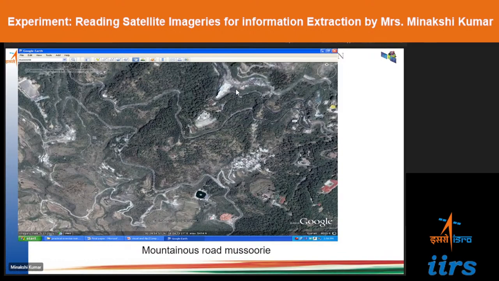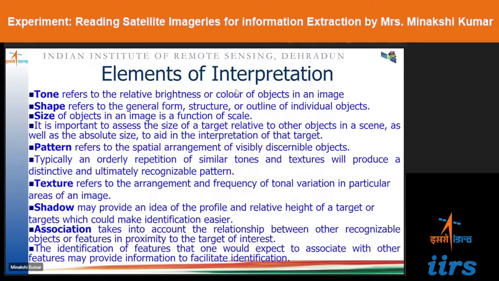So in a nutshell, we have used various elements of interpretation like shape, size, tone, texture, pattern, association, etc. to identify objects visually and judge their significance. We are using more than one element of interpretation. Now this happens when you are looking at very high resolution images, right? You are able to see different elements of interpretation.